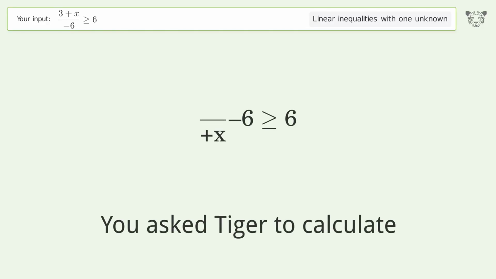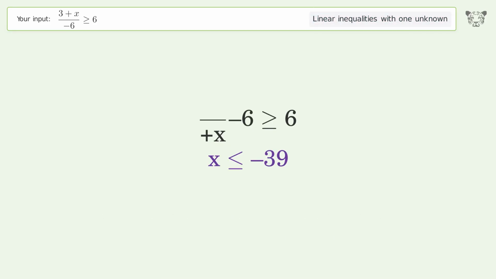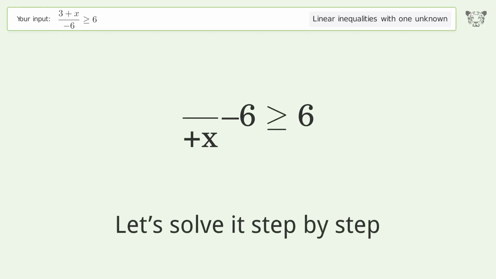You ask Tiger to calculate. This deals with linear inequalities with one unknown. The final result is x equal or smaller than -39. Let's solve it step by step.